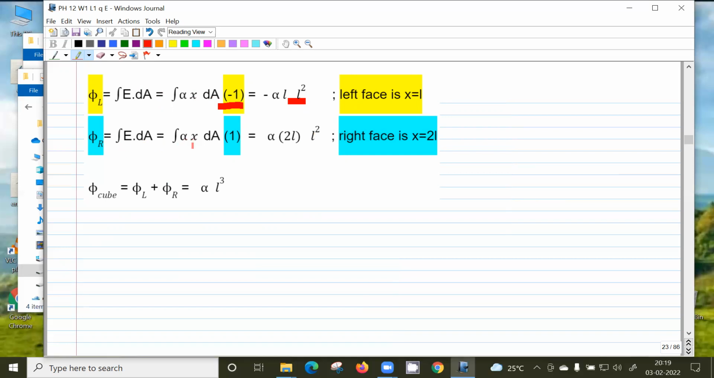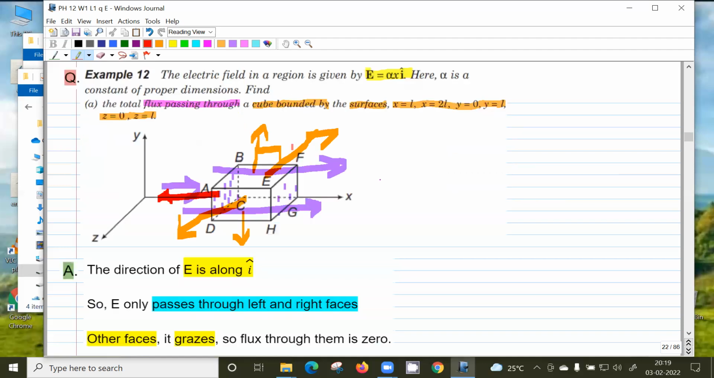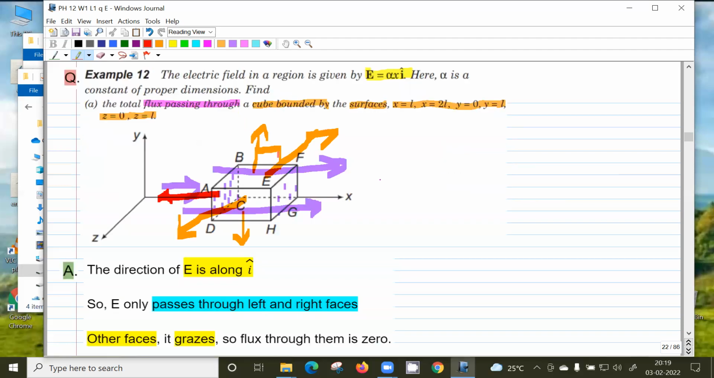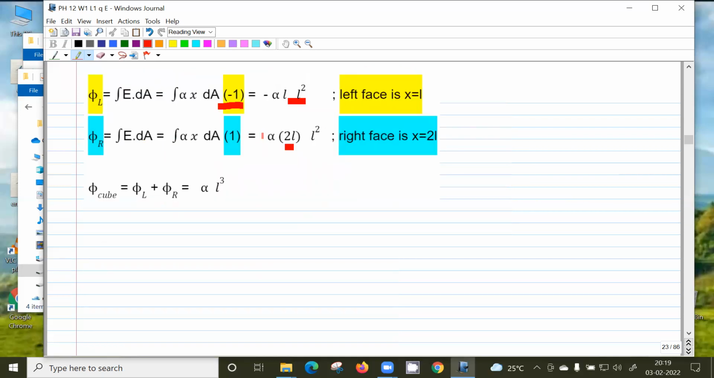With the right face, the electric field value becomes alpha into x, where x is 2L, and the angle is 0 degrees. Is that clear? Cos theta is cos 0 here. On the left face, the area vector and the electric field vector are in opposite directions. Here, the area vector is the outward normal, in the same direction as the electric field. So it is plus here. Got it?